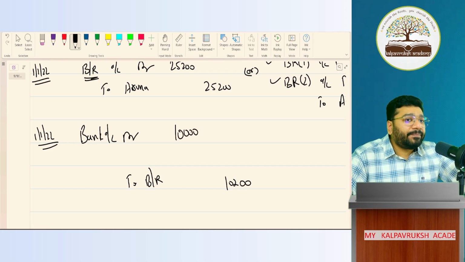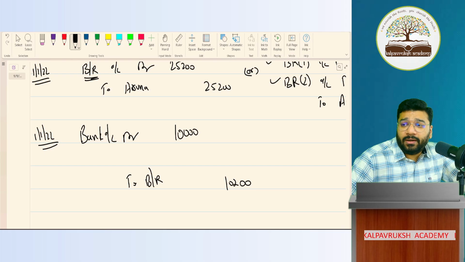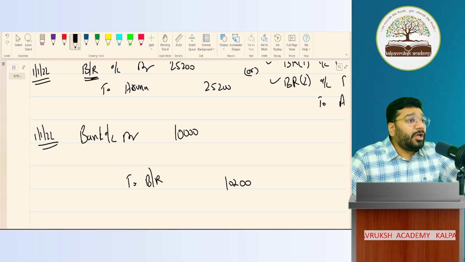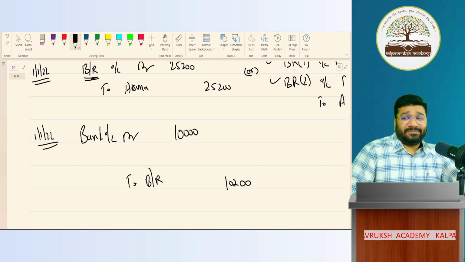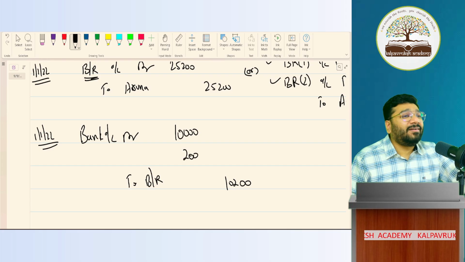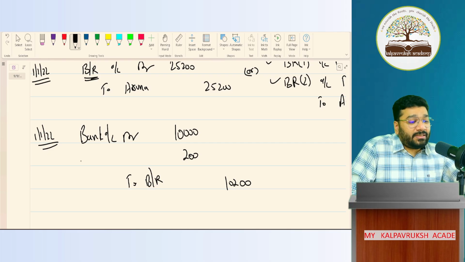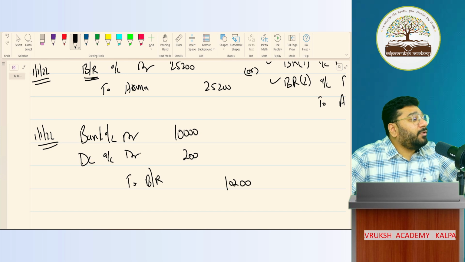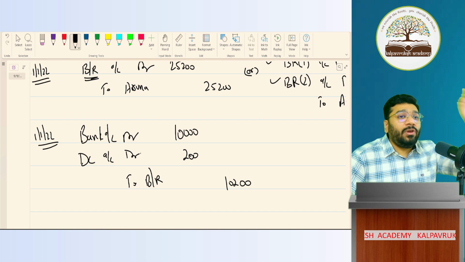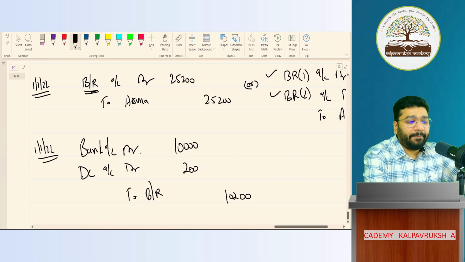You gave the bill for 10,200, but you are receiving only 10,000. You gave an asset for 10,200, but you got only 10,000. The remaining 200 that you have not got is an expenditure. That is called discounting charges. Do you have the privilege to write DC in the exam? What will you write in the exam? Discounting charges. Write the full form.